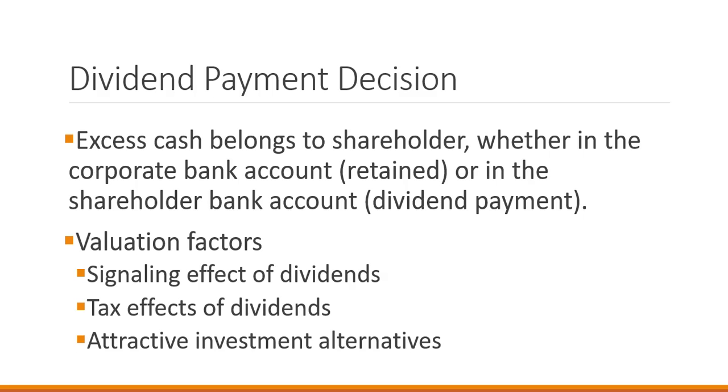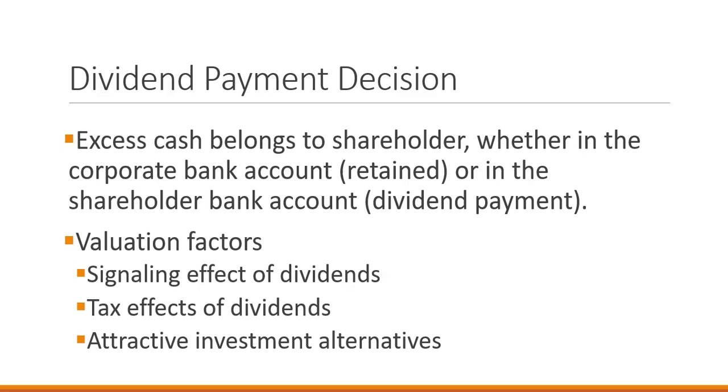Now let's consider the decision to pay a dividend. In theory, the cash, whether it's in the corporate bank account or is distributed to the shareholders and is in the individual shareholders' bank accounts, is cash that belongs to the shareholders. So in theory, there would be no difference between keeping that cash with the company or distributing that cash to the owners.